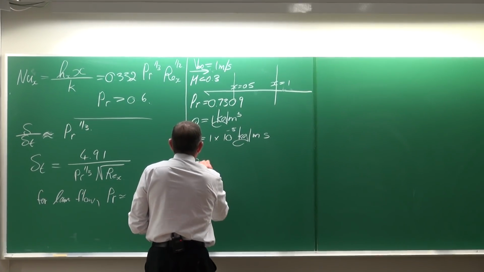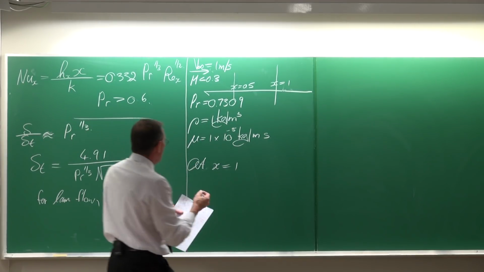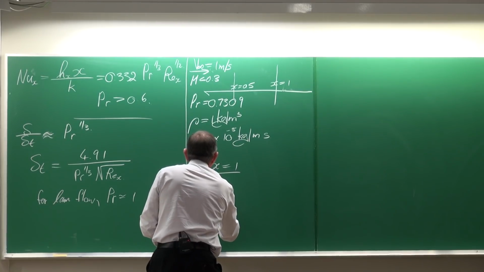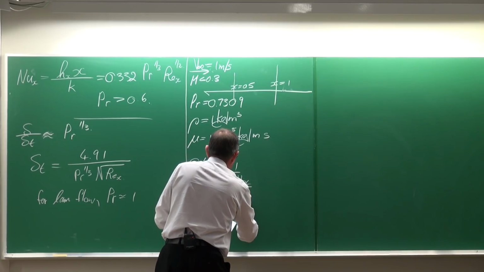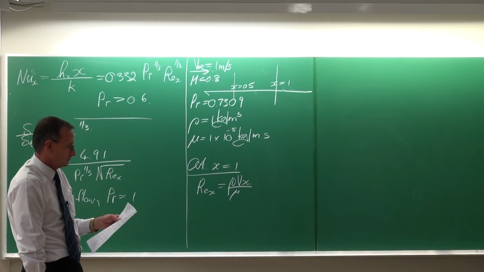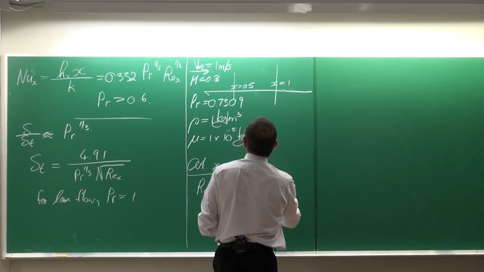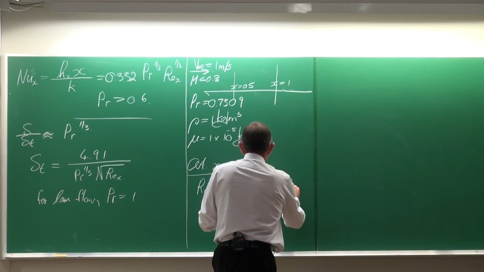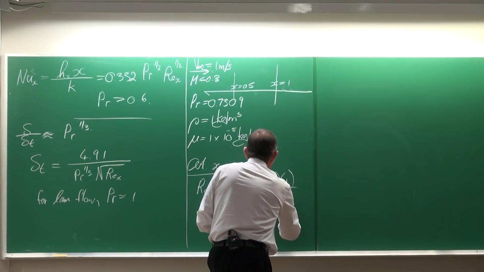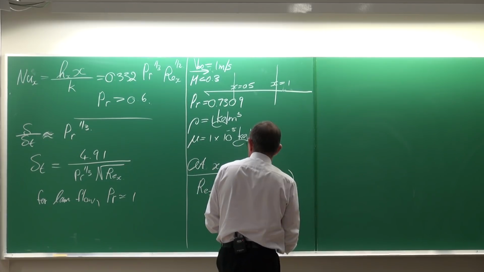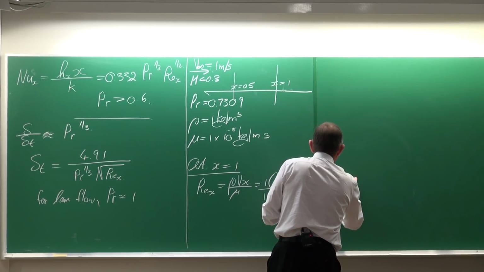Okay. Now, let's look at x equal 1. At x equal 1, the Reynolds number at that point is equal to rho Vx divided by the viscosity. The density is 1, the velocity is also equal to 1 meter per second, and we would like it at a distance of 1, and the viscosity is 1 multiplied by 10 to the minus 5, and that would then be equal to 1 multiplied by 10 to the 5th.